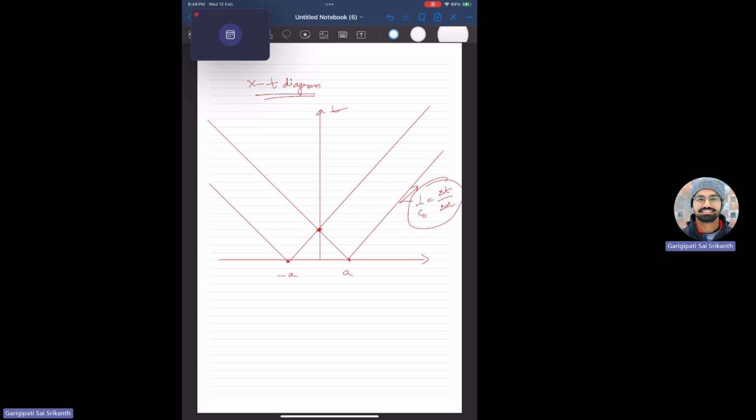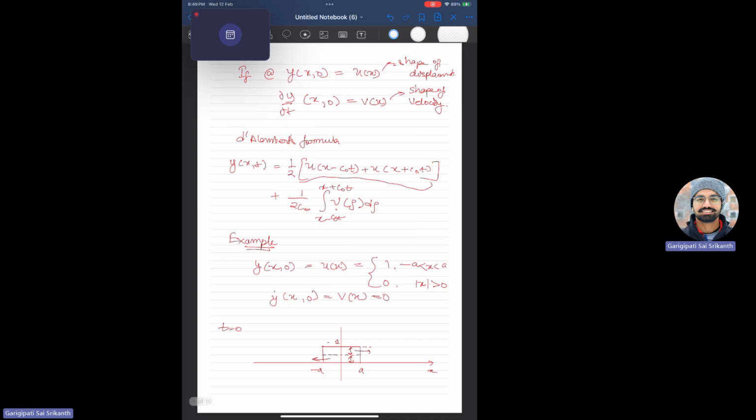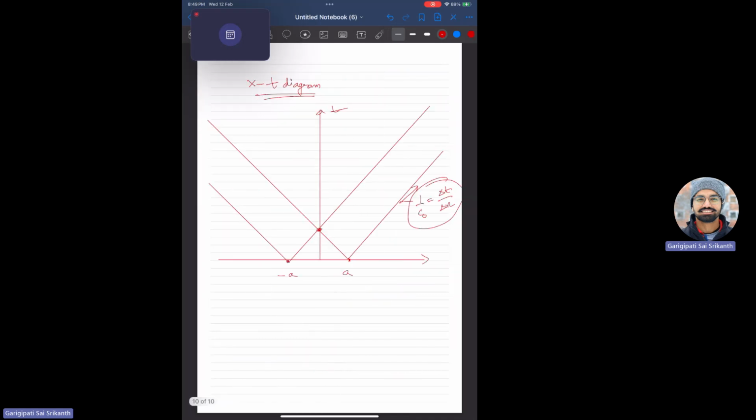Yeah. So this is the xt diagram, and D'Alembert's equation. If we know the initial conditions, the shape of displacements, and if we know the shape of velocities, then we have this equation. We can integrate it, and then we can get something like an xt diagram. We can know how it's spreading.